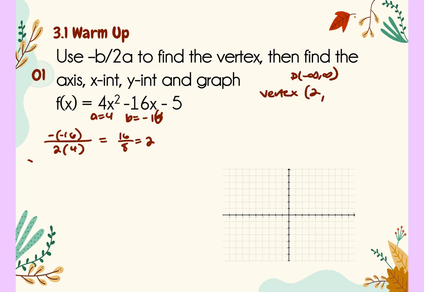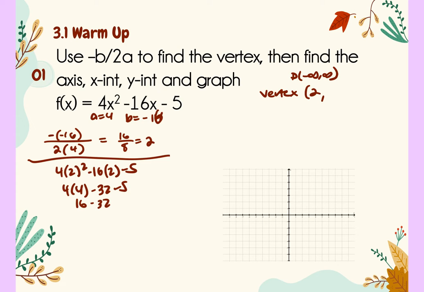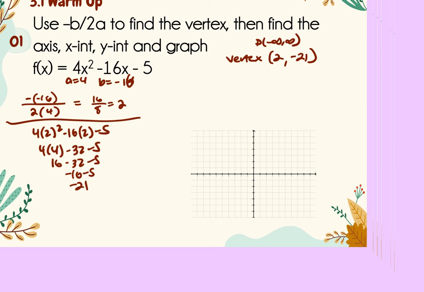Then I take and plug that back in, so 4 times 2 squared minus 16 times 2 minus 5 is 4 times 4 minus 32 minus 5, 16 minus 32 is negative 16, minus 5, which is negative 21. So already (2, negative 21), I know, is going to be off my graph. I'm going to label it so that I don't have to write 21 little tick marks. You can just label it.